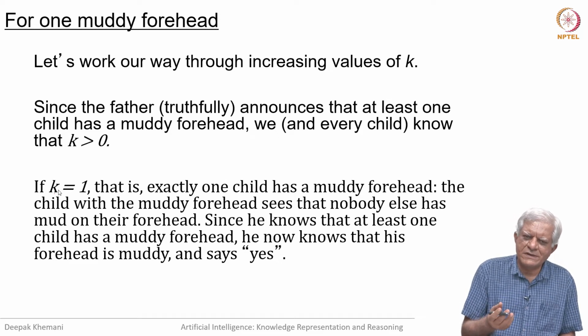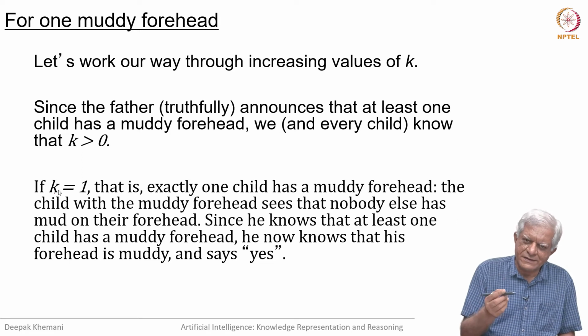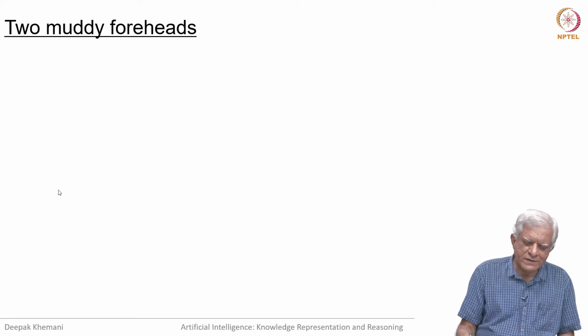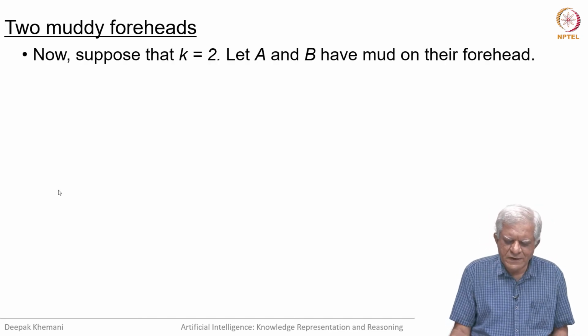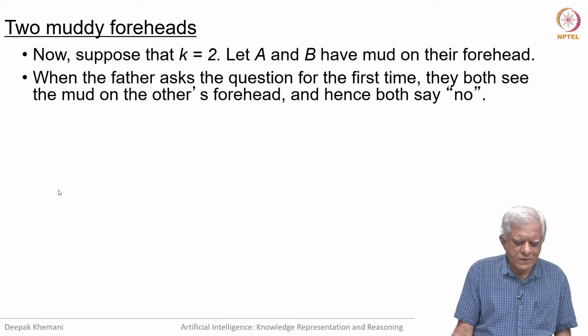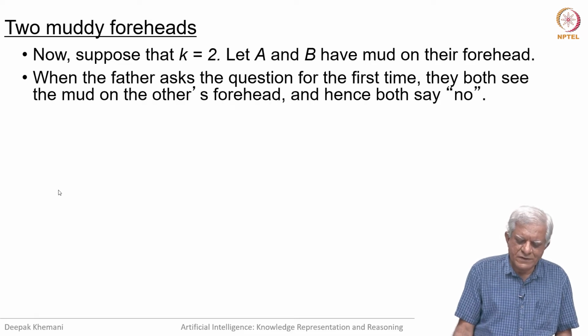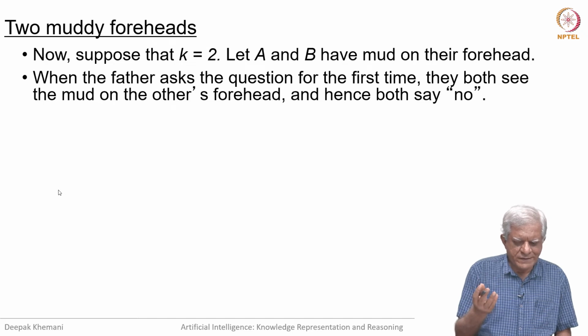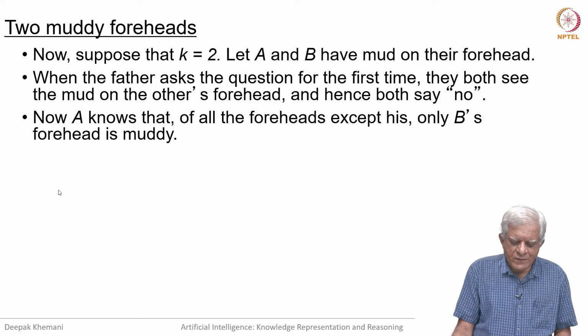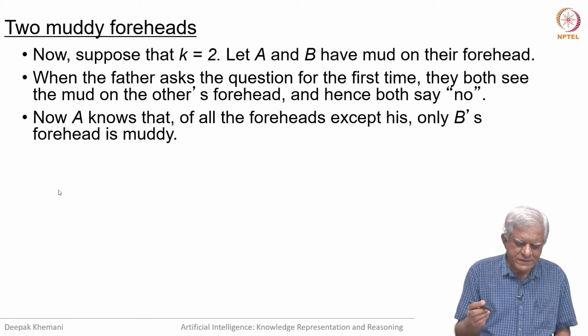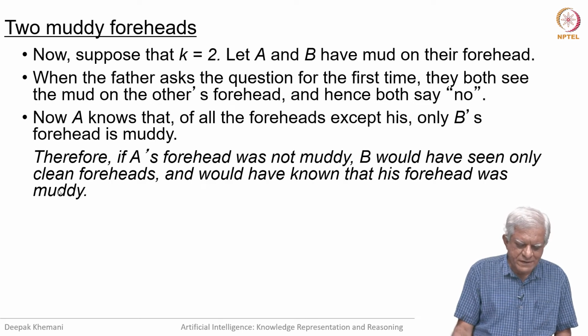When we say 2 children, each child can see one child who has mud on their forehead. So, this is a case of 2 muddy foreheads. What happens? Let A and B have mud on their forehead. When the father asks the question for the first time, they both see mud on the other person's forehead and they say no, but they also expect the other person to say yes. Now, A knows that of all the foreheads except his, only B's is muddy. So, A would expect B to say yes.